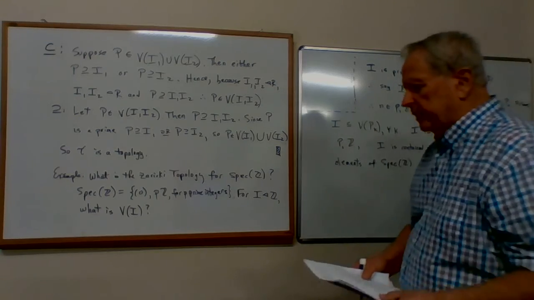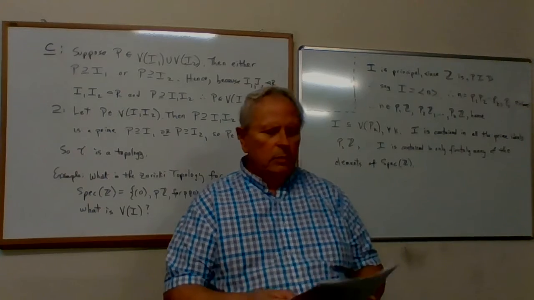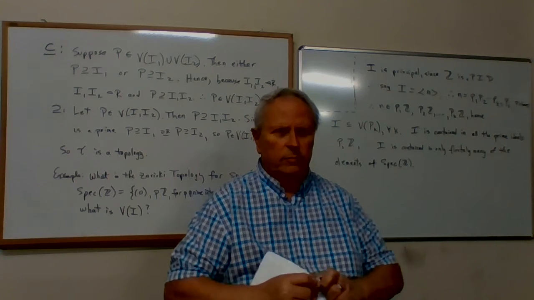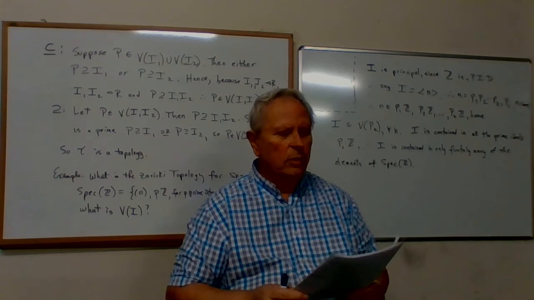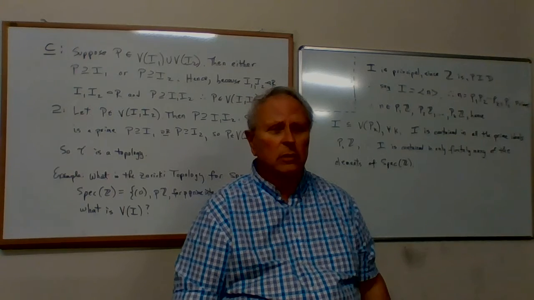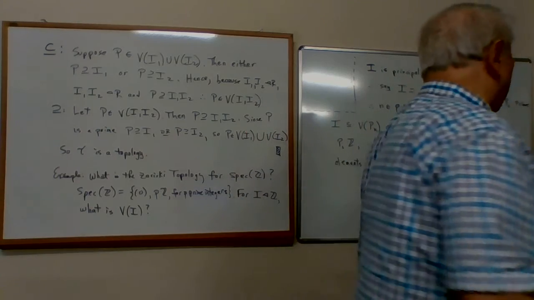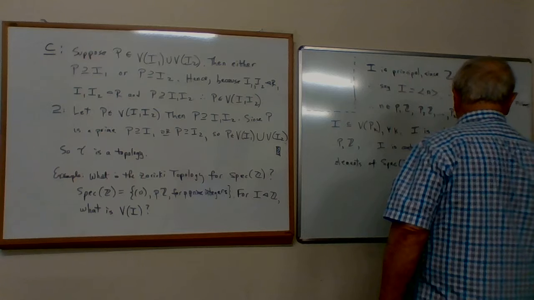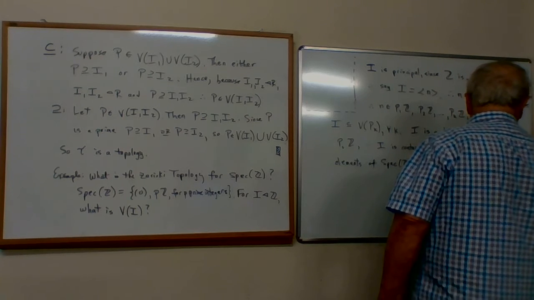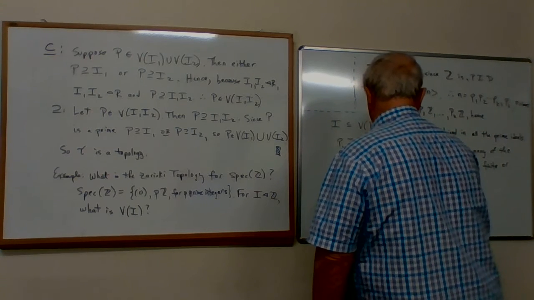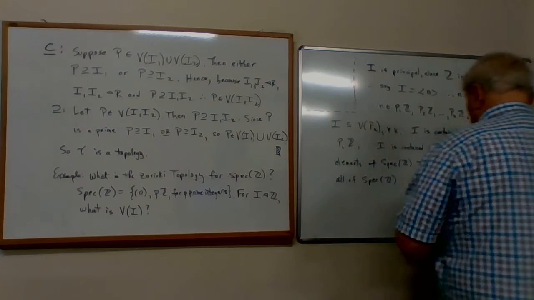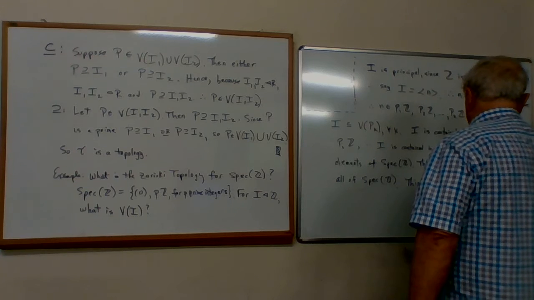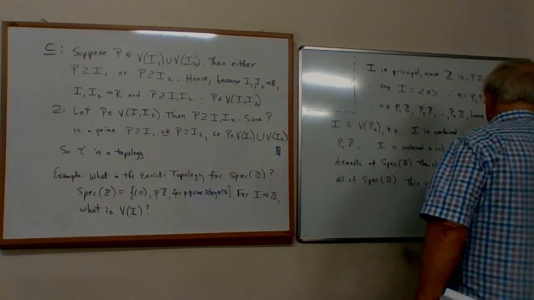So what does this look like now? The only closed sets are finite. Almost. The only closed sets are finite, except for all of Spec Z. That's obviously not finite. There are lots of prime ideals in there. So the closed sets are finite or all of Spec Z. This is the cofinite topology, with one small exception.